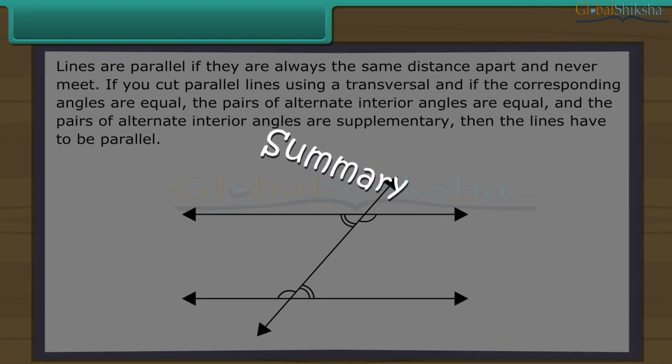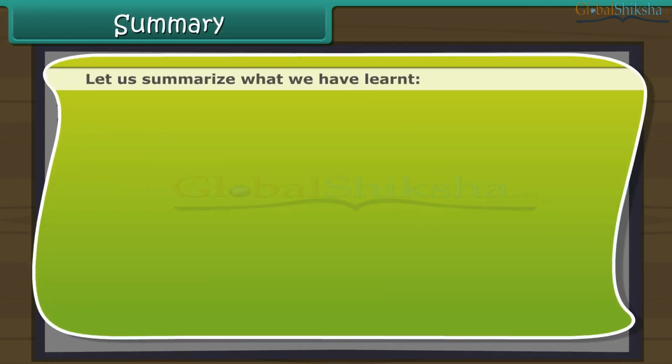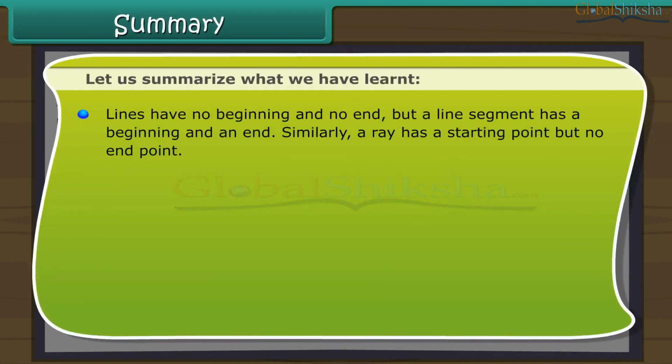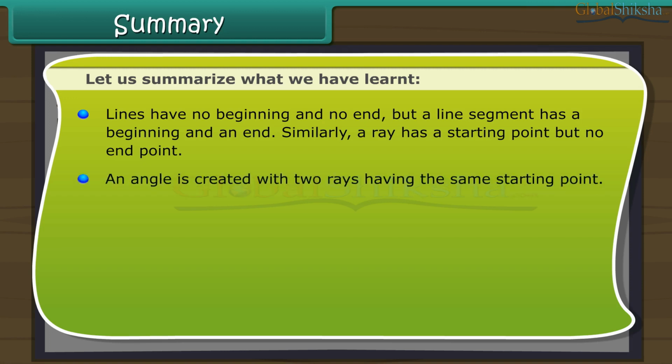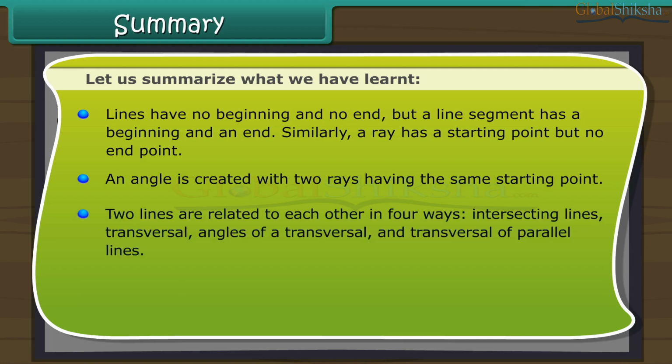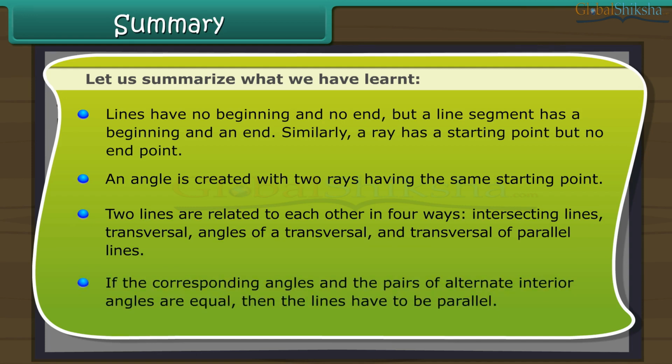Summary. Let us summarize what we have learnt. Lines have no beginning and no end, but a line segment has a beginning and an end. Similarly, a ray has a starting point but no end. An angle is created with two rays having the same starting point. Two lines are related to each other in 4 ways: intersecting lines, transversal, angles of a transversal, and transversal of parallel lines. If the corresponding angles and the pairs of alternate interior angles are equal, then the lines have to be parallel.